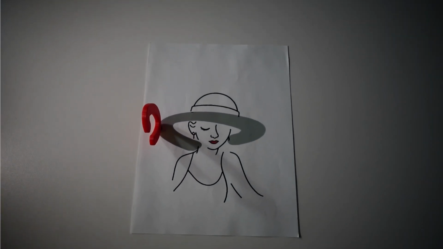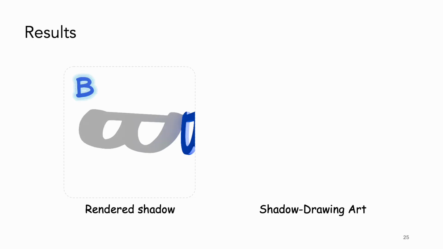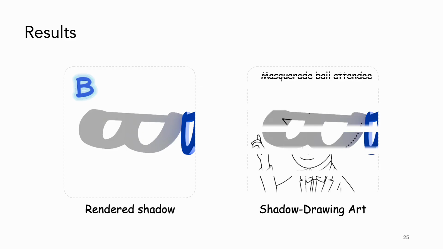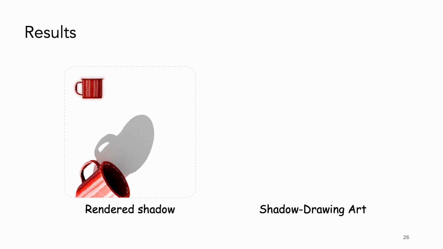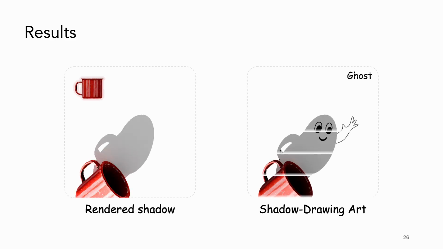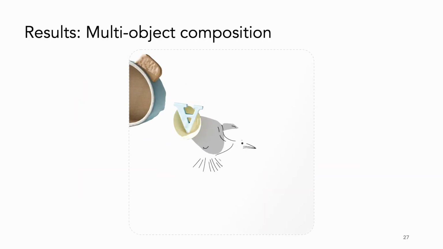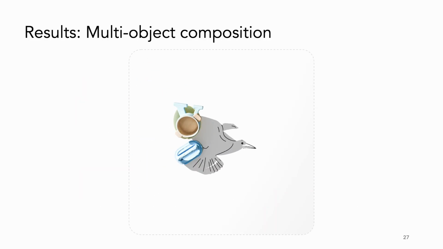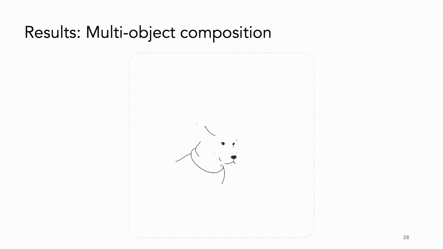And here's a real-world deployment example where we use alphabet C to create a woman with a hat. And here's another example where we use alphabet B to create this very cool basketball attendee. And here's another example where we use this red mug to create this very cute ghost. Our framework naturally extends to multiple objects. We can compose them and form all different kinds of characters, including this bird, this dog, and this horse.